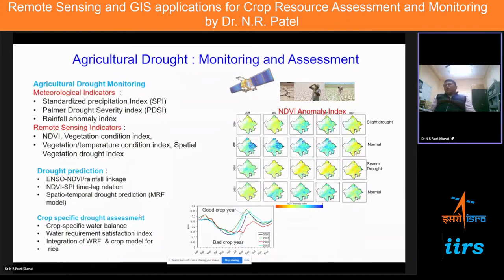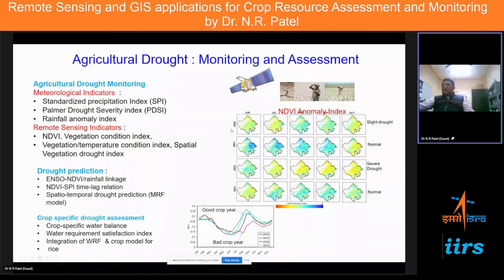That can be possible with certain kinds of indicators, like the water requirement satisfaction index. If we compute it for each and every crop, it will surely help as early warning as well as an indicator of crop-specific drought. Some modeling approaches can also be tried, like crop simulation models for drought monitoring.